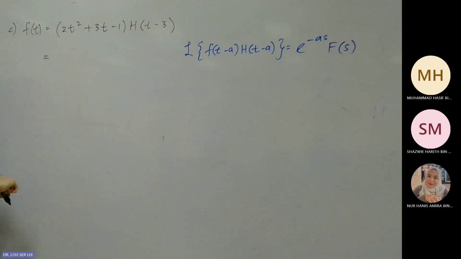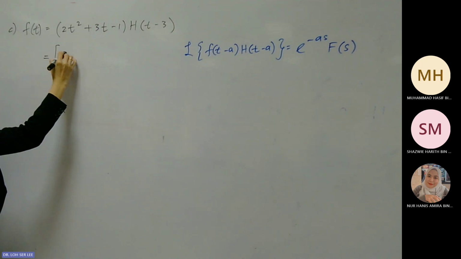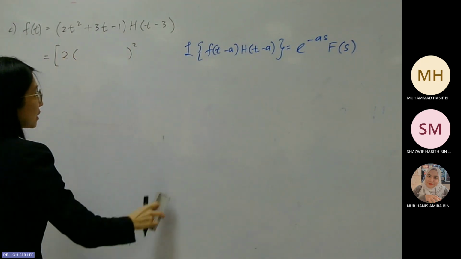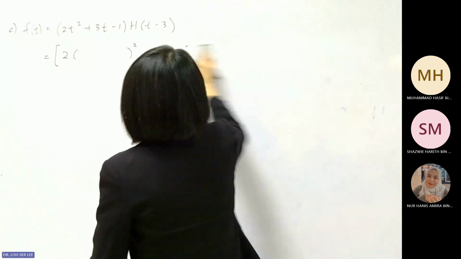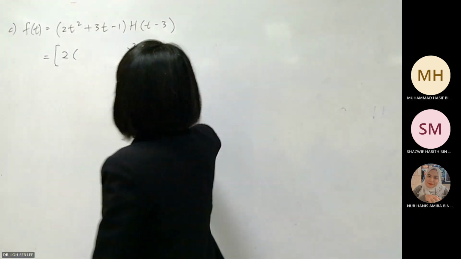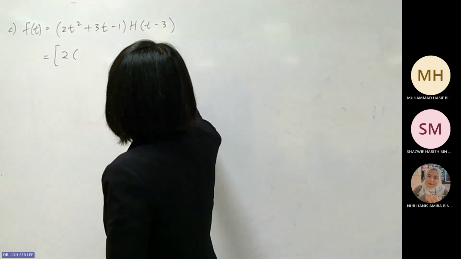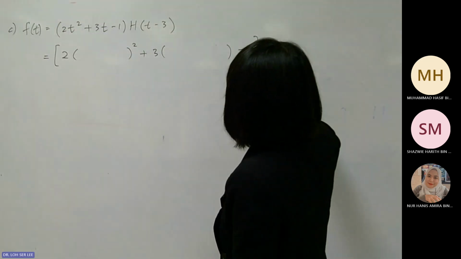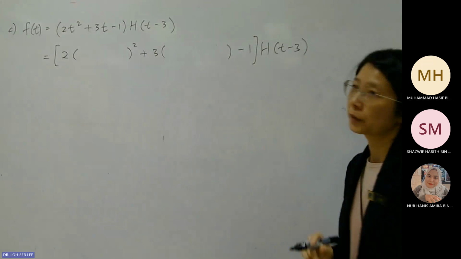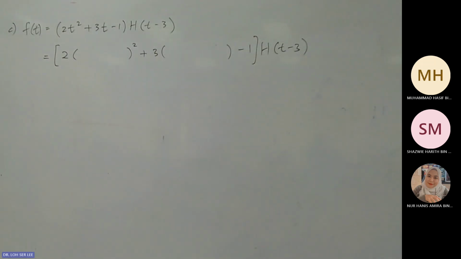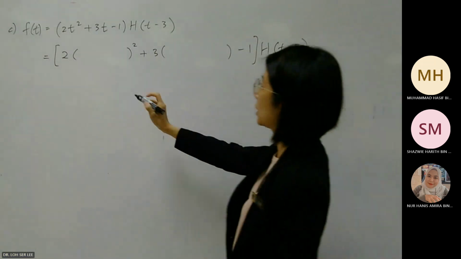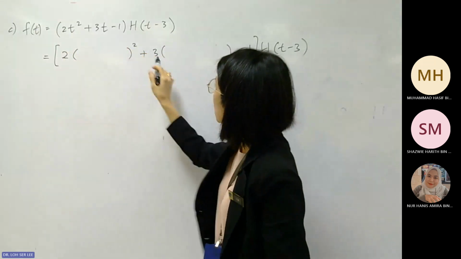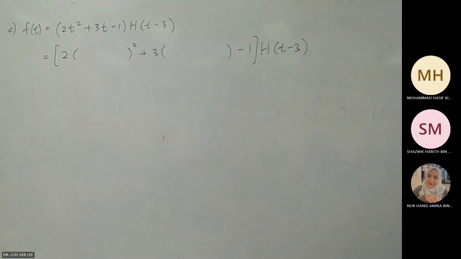So before we Laplace transform, 2t squared, you leave some space for the t. Leave some space for the t, plus 3t minus 1, h(t minus 3). Leave some space for the t. 2t squared plus 3t minus 1.